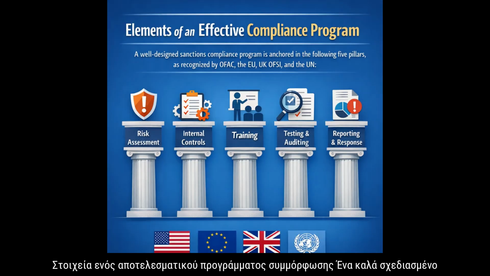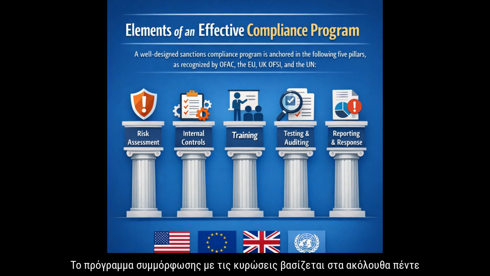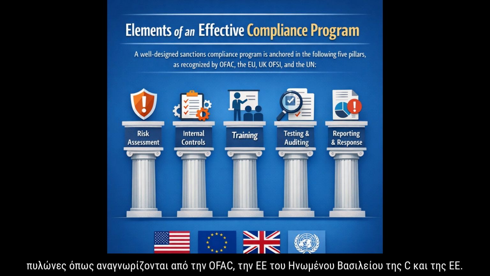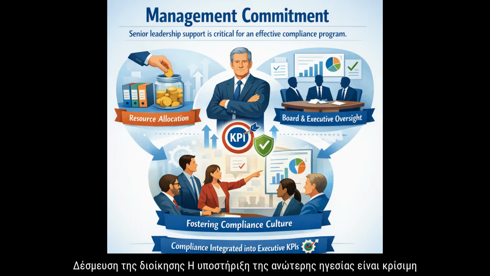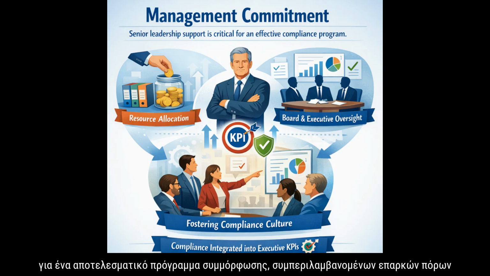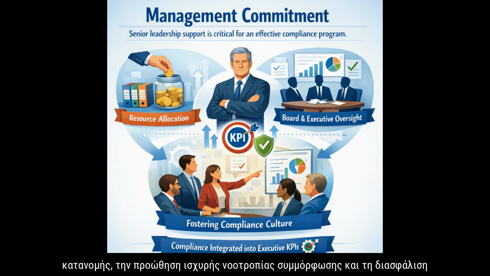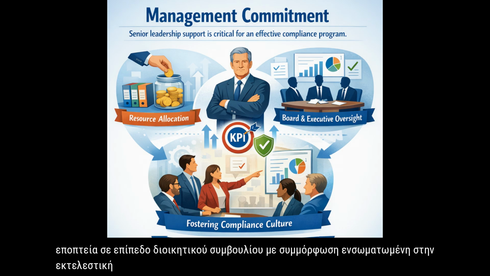Elements of an effective compliance program. A well-designed sanctions compliance program is anchored in the following 5 pillars, as recognized by OFAC, the EU, UK OFSI, and the EU. Management commitment: senior leadership support is critical for an effective compliance program, including adequate resource allocation, fostering a strong compliance culture, and ensuring board-level oversight with compliance integrated into executive KPIs.